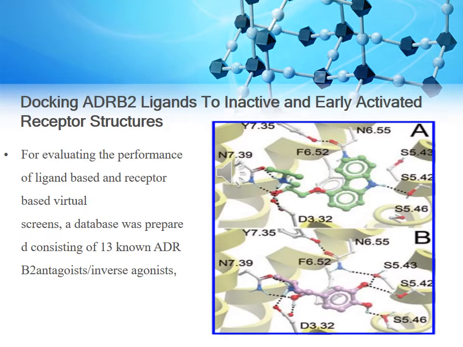Docking beta-2 adrenergic receptor ligands to inactive and early activated receptor structures. For evaluating the performance of the ligand-based and receptor-based virtual screens, a database was prepared consisting of 13 known beta-2 adrenergic receptor antagonists versus inverse agonists.